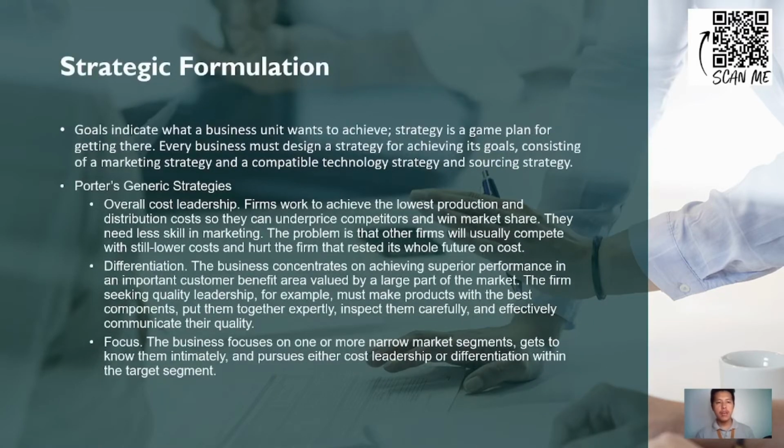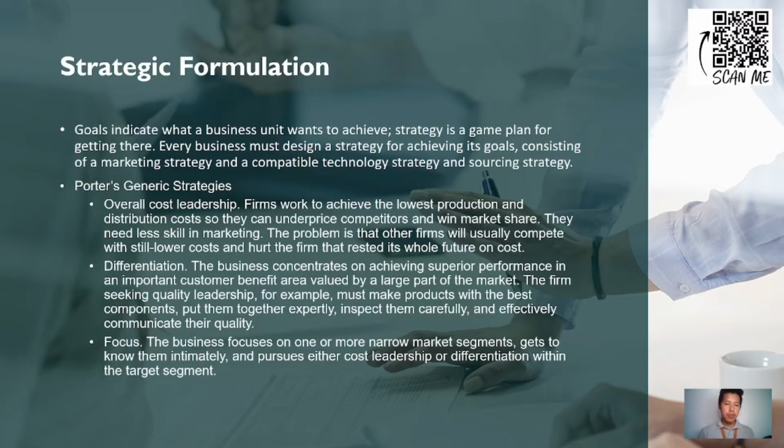Then we have strategic formulation. After knowing what our goals are, we formulate strategies. Goals indicate what a business unit wants to achieve. A strategy is the game plan for getting there. Every business must design a strategy for achieving its goals, consisting of a marketing strategy and a compatible technology strategy and sourcing strategy. These are Porter's generic strategies.